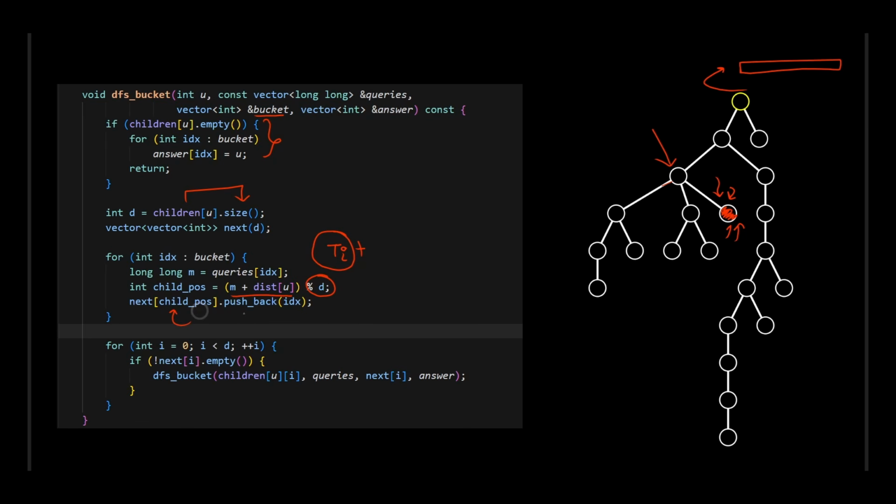At this child position, you push back this index. So this child will receive more than one element, but what will be the common thing amongst them? That all of them will have the same remainder modulo d. And then you simply run a DFS, and eventually you'll get your answer. So this approach works, and the time complexity is O of n square.